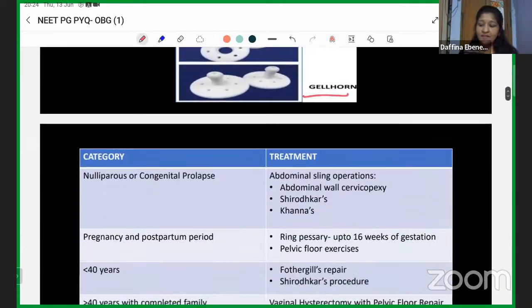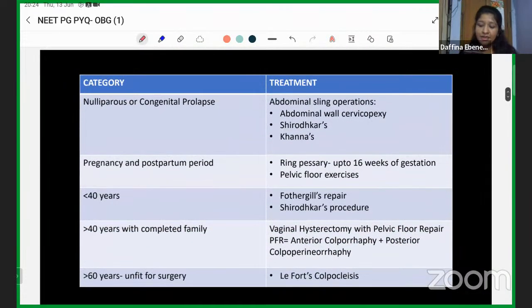So when we come to pelvic organ prolapse, there is another important table that will be asked in questions. They'll give you the age group and ask what is the most appropriate surgery that you can do for the patient. If it's a nulliparous patient or a young female, if it's a congenital prolapse, you can tell abdominal sling operations are going to be the best surgical method for correction of the pelvic organ prolapse. So what are the different abdominal sling operations?